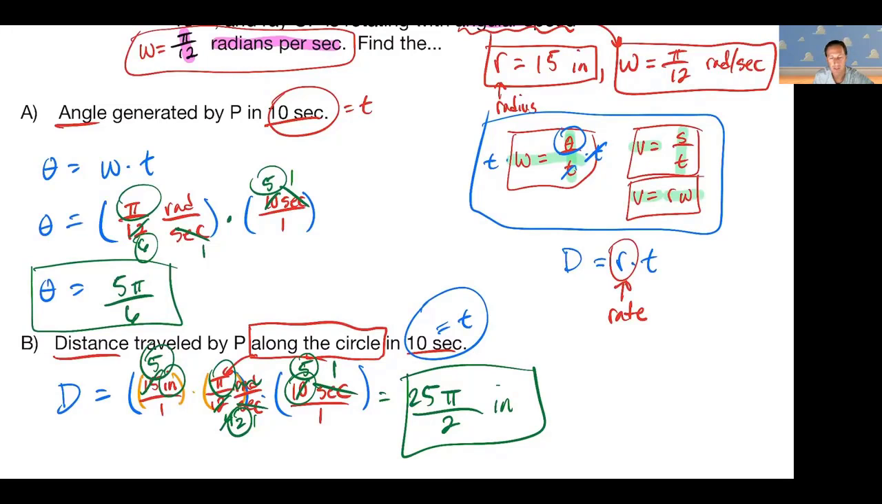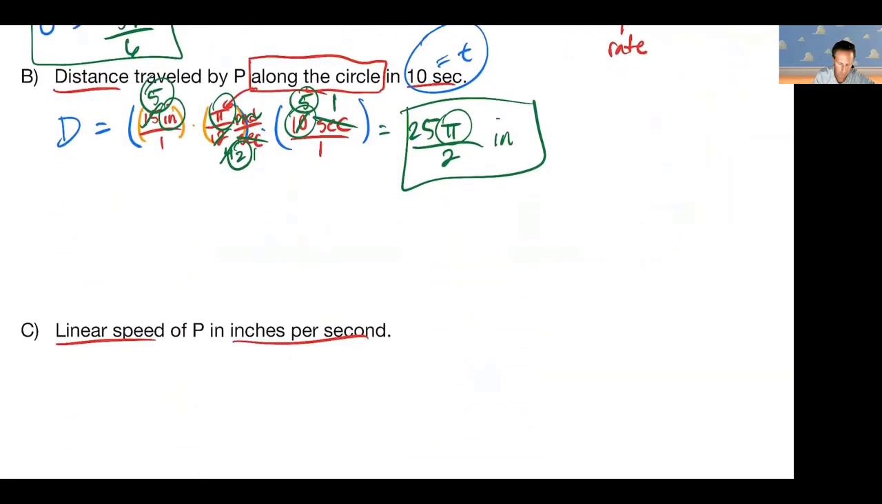If they asked us instead of an exact answer for an approximate, what would we use to approximate? That 3.14159 button, pi, on our calculator. All right, hopefully you got those so far.